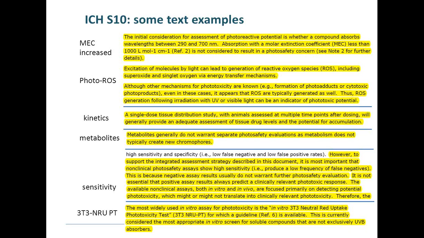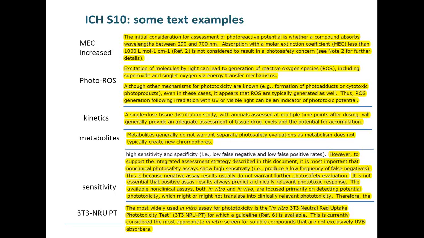Then on sensitivity, it says, however, to support the integrated assessment strategy described in this document, it is most important that non-clinical photosafety assays show high sensitivity, that is, produce a low frequency of false negatives. That means probably a few percent would be accepted, but a desensitization of the 3T3 assay down to 80% or something would not be accepted, because then 20% of probable phototoxins in vivo would not be tested adequately. It says also about the 3T3 that it's the most widely used assay, and it's currently considered the most appropriate in vitro screen.